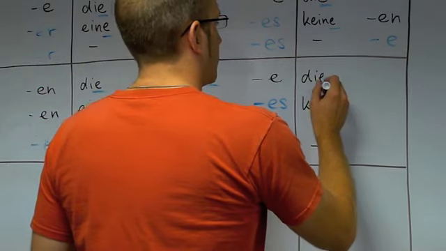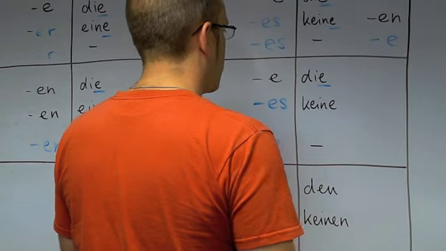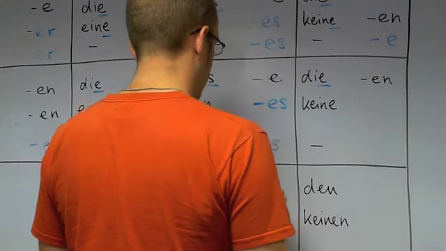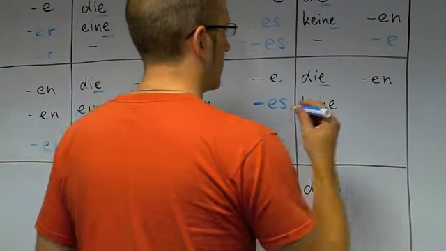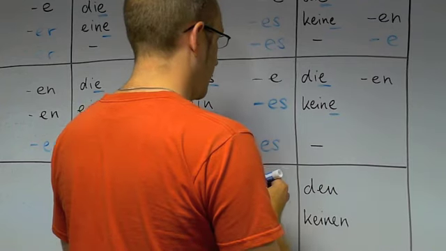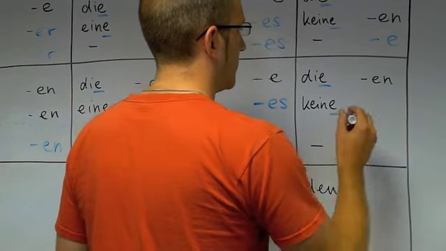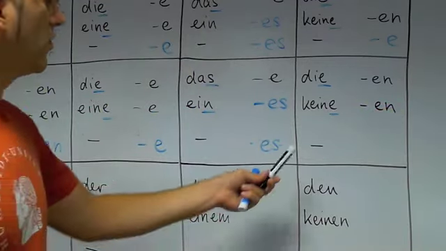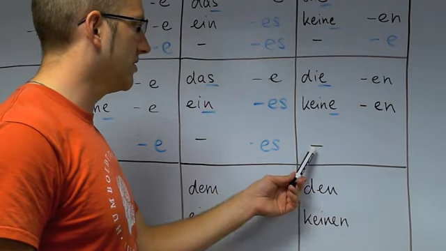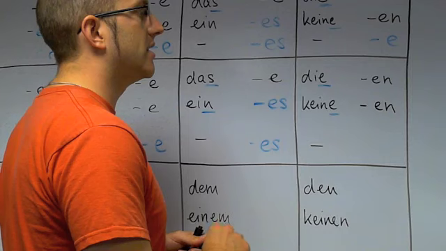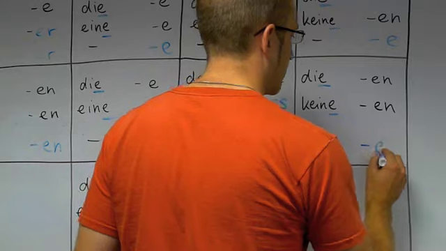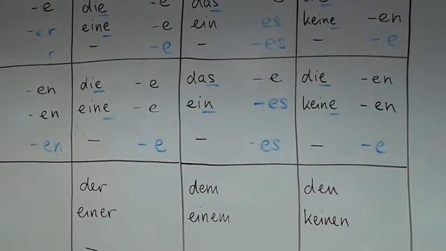Back to plural. We have the strong marker e in the accusative. It's going to take a weak en. The same holds for keine, the indefinite article. It'll take a weak en. If we don't have an ending at all, we don't have an article, we obviously need the strong ending, which in accusative plural is e. And that's that.